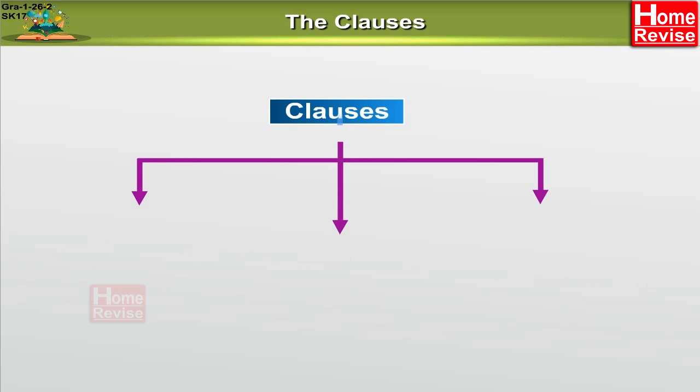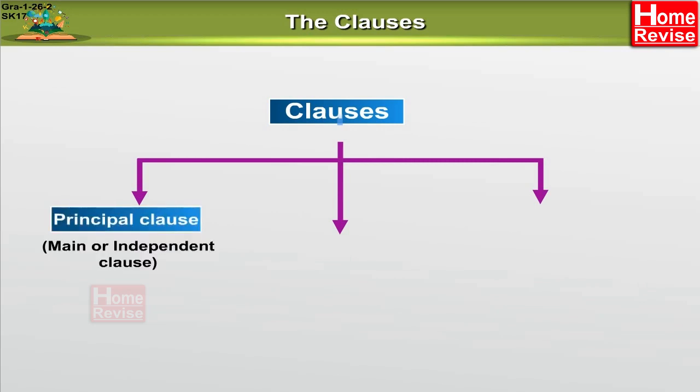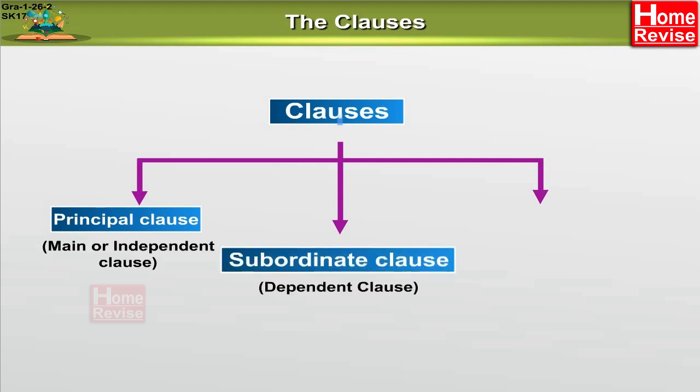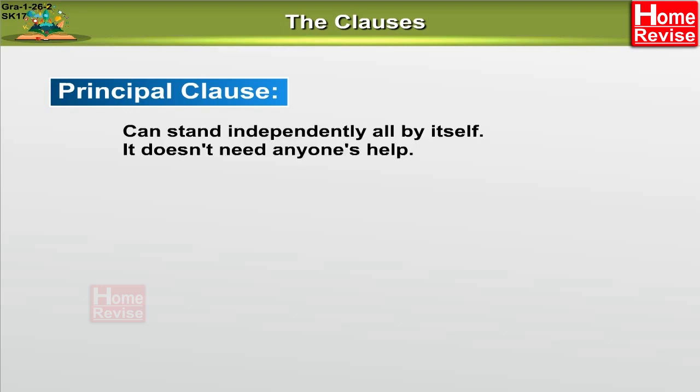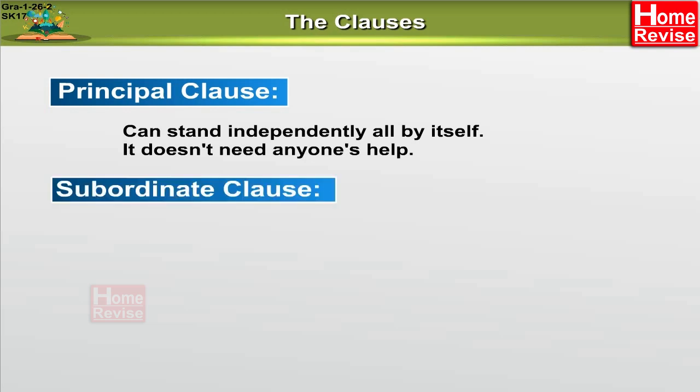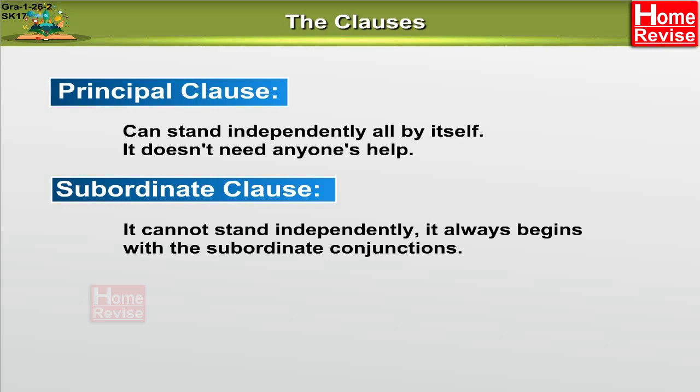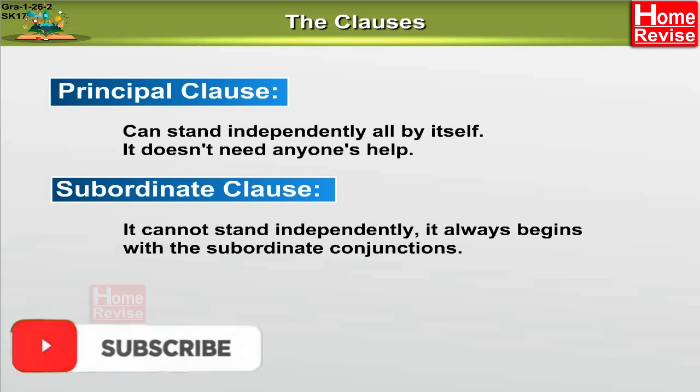Clauses are of three kinds: principal clause or the main clause, subordinate clause or the dependent clause, and coordinate clause. Main clause or the principal clause can stand independently all by itself. It doesn't need anyone's help. Subordinate clause cannot stand independently. It always begins with a subordinating conjunction.